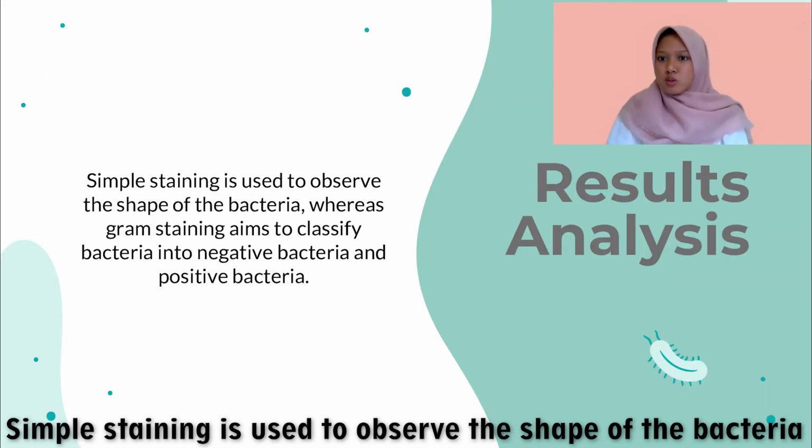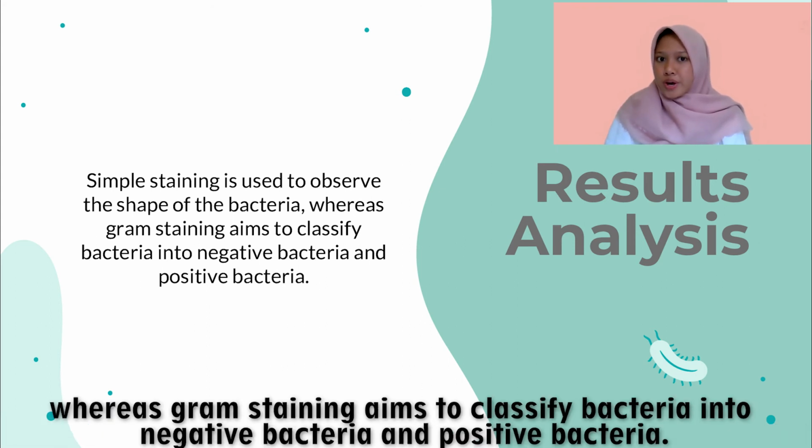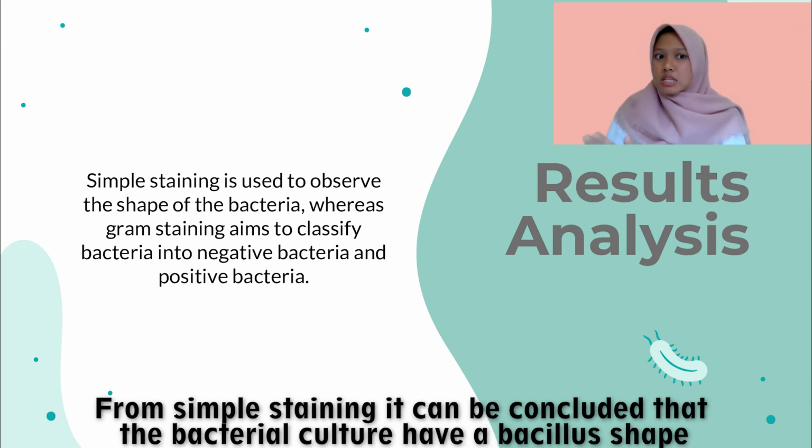Simple staining is used to observe the shape of bacteria, whereas gram staining aims to classify bacteria into negative bacteria and positive bacteria. From simple staining, it can be concluded that the bacteria culture has a bacillus shape.